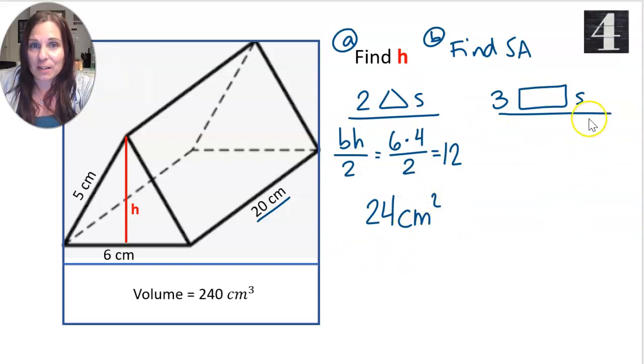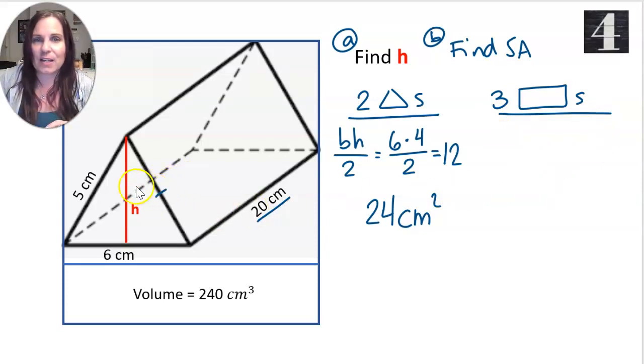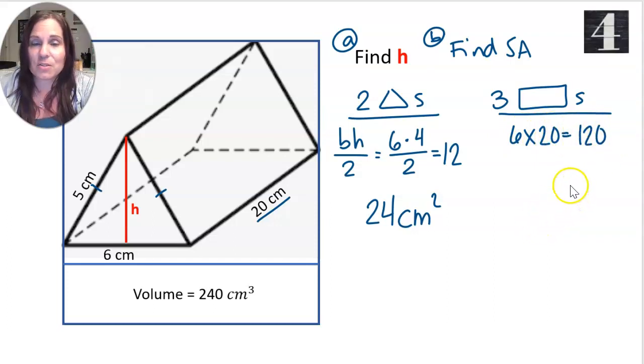Now let's look at the rectangles. Oh, and there's a bit of information that's missing here. These sides are congruent, so this side is also 5 centimeters. Okay, so now for the 3 rectangles, let's start with the rectangle that's on the bottom, the rectangle that it's sitting on. That rectangle is 6 by 20. So that's 120 square centimeters.